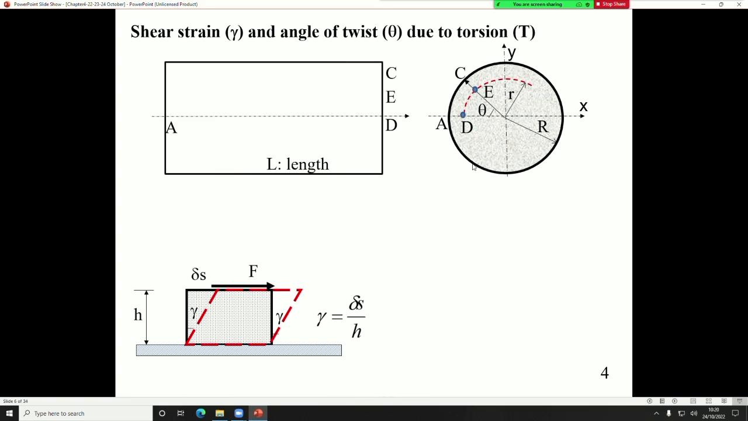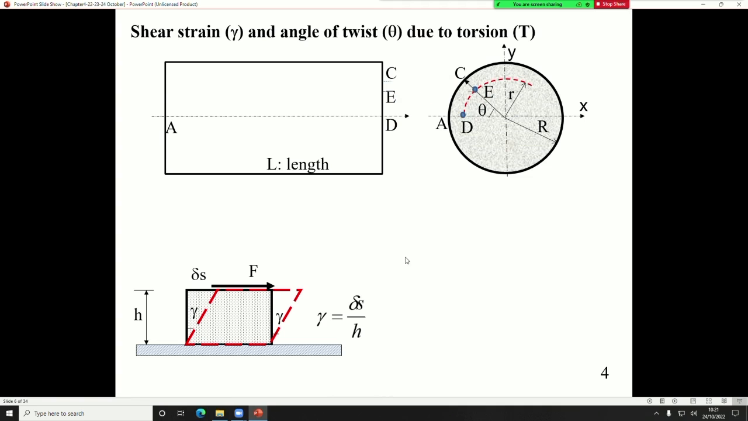Now that is the cylinder. You're looking at the side view of the cylinder. So point A moves to a new position. This point moves to a new position here. And this point moves to a new position such as E.